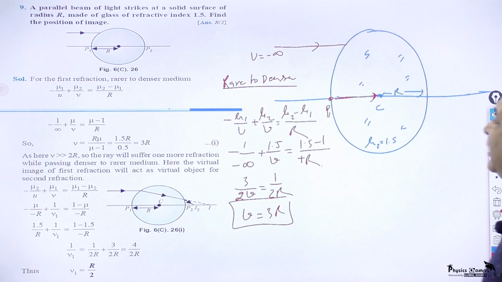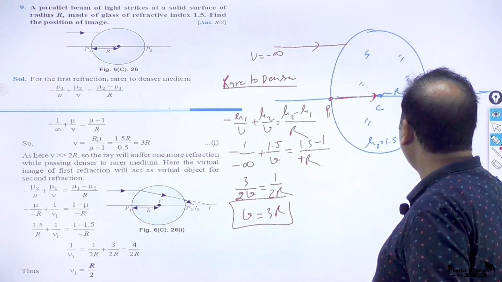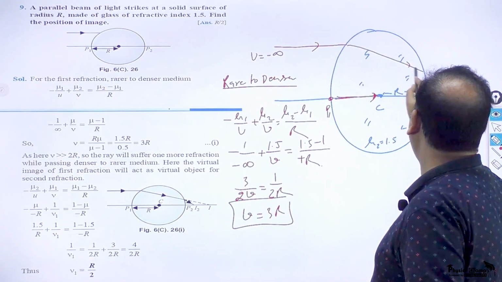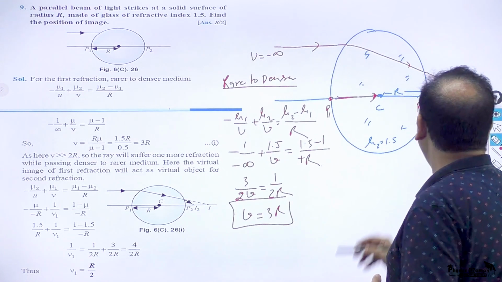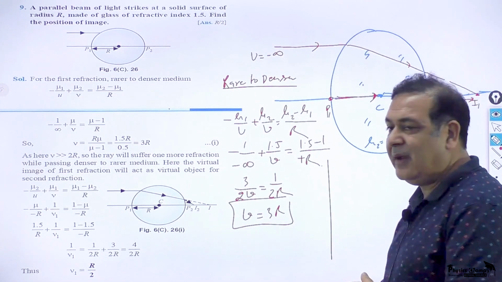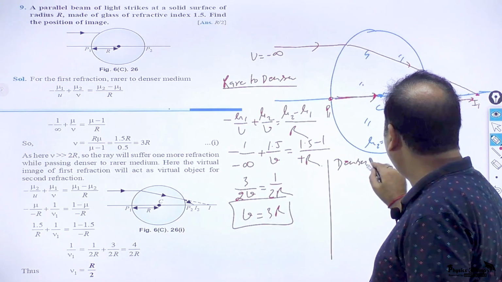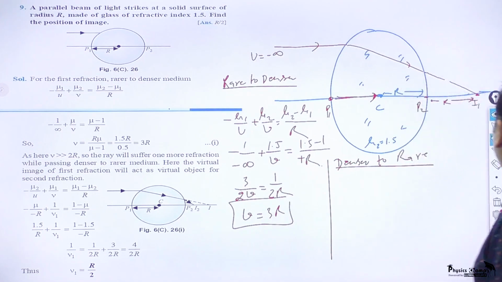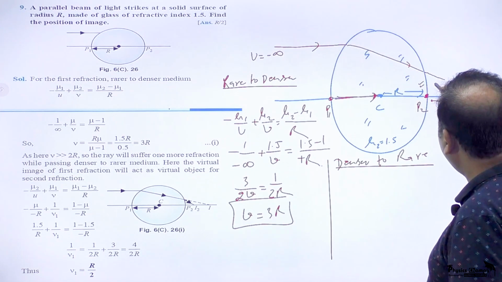So where will this ray go? This beam is incident parallel, and the whole distance from P1 to P2 will be 2r. It means this beam is going somewhere, for r distance behind the pole P2. But will it ever be able to reach there? The answer is no, because it's now a case of denser to rare. This beam will suffer a refraction from denser to rare.